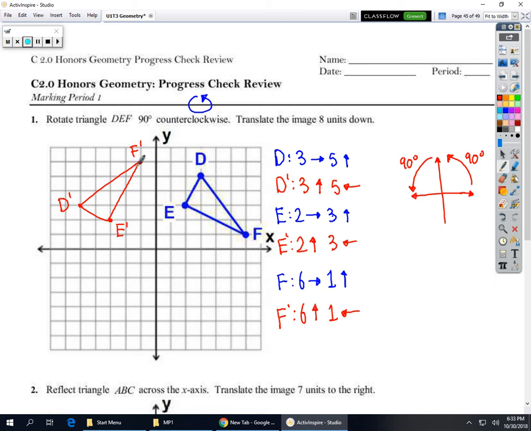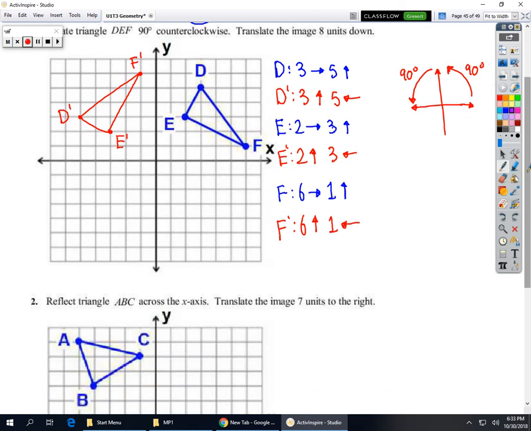Last thing I got to do is translate the image 8 units down. So moving it down here. Take every point, move it down. So D, bring it down 8. 1, 2, 3, 4, 5, 6, 7, 8. D prime prime. E, bring it down 8. 1, 2, 3, 4, 5, 6, 7, 8. And same with F. 1, 2, 3, 4, 5, 6, 7, 8. F prime prime. All right, so it's been rotated, lovely, and translated down.